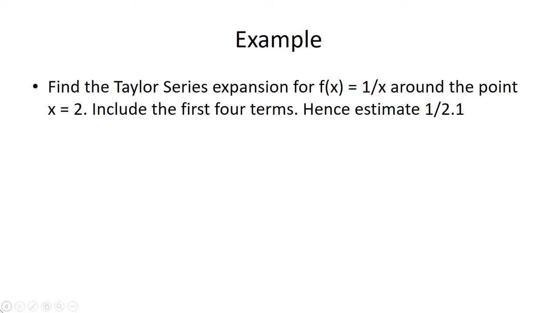Let's see an example of the Taylor series expansion. We want to expand the function 1 over x around the point where x is equal to 2. The first 4 terms in the series, and having done that, we want to estimate 1 over 2.1.